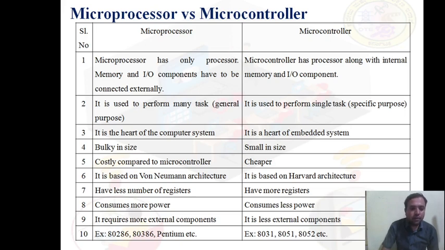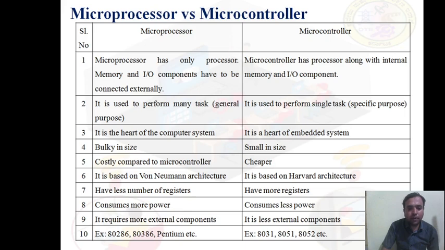A microprocessor is the heart of the computer system, whereas a microcontroller is the heart of an embedded system. Microprocessor is bulky in size, microcontroller is small in size. Microprocessor is costlier, whereas microcontroller is cheaper. Microprocessor is based on Von Neumann architecture and the microcontroller is based on Harvard architecture. Microprocessor has fewer registers, microcontroller has more registers.